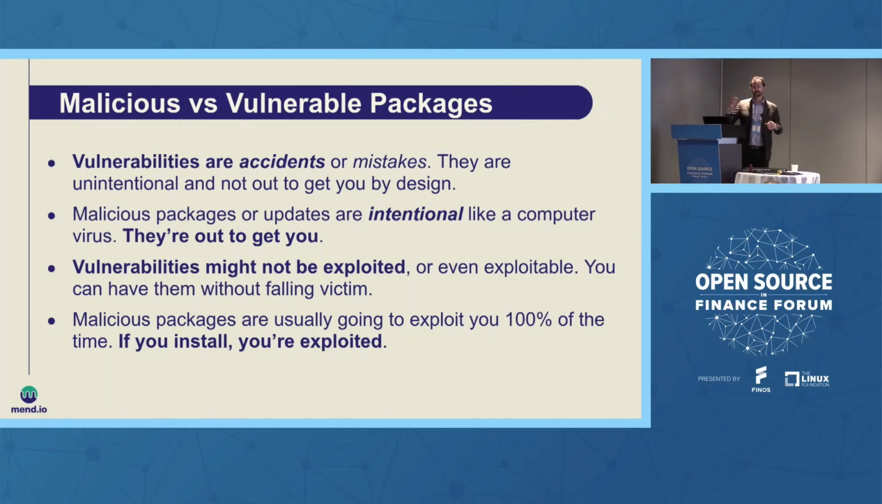Okay. So let's talk about malicious versus vulnerable, because it's not always obvious to people. I want to make it obvious what I'm talking about here. So vulnerabilities, which is what we've been talking about until now, CVEs, those are accidents. They're a mistake by a developer. They are unintentional, and they're not out to get you. No one was out to get you with log4j, for example, with that problem, okay?